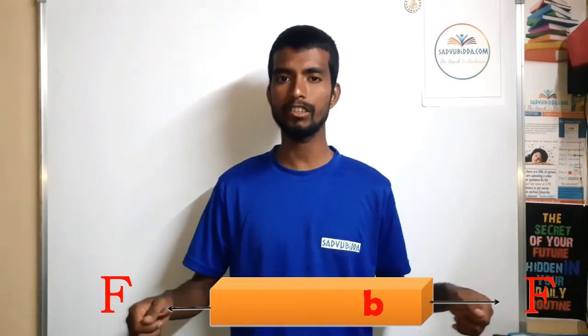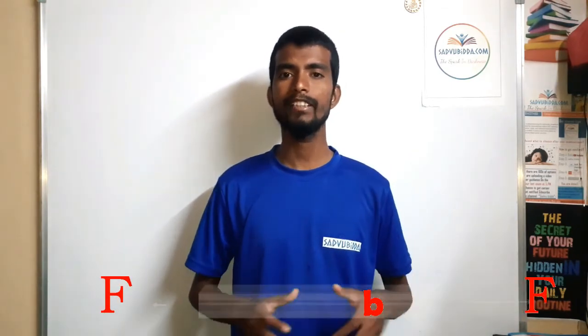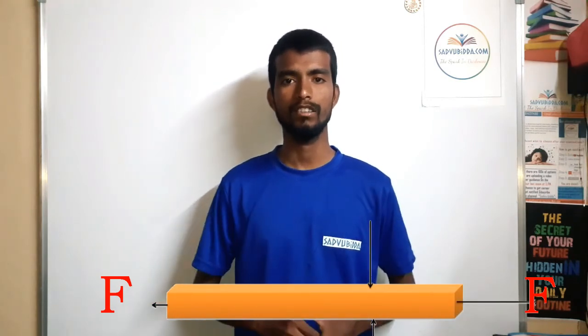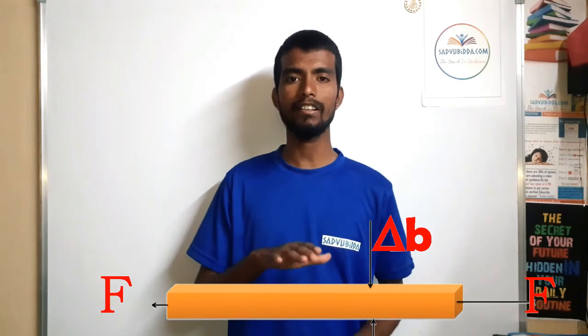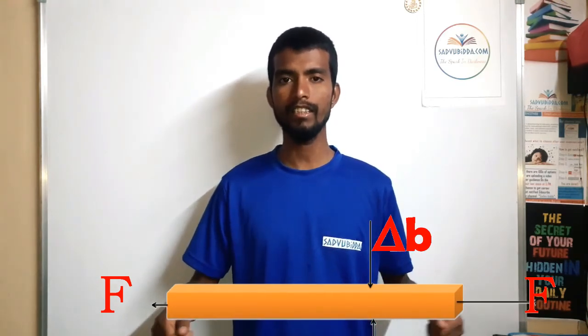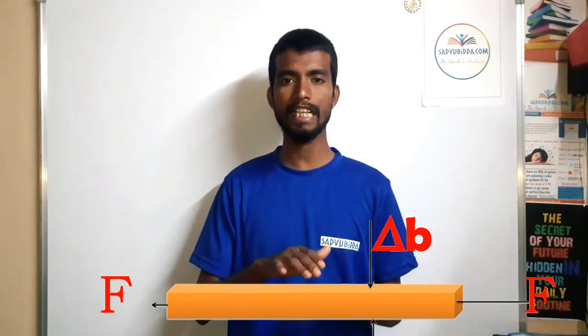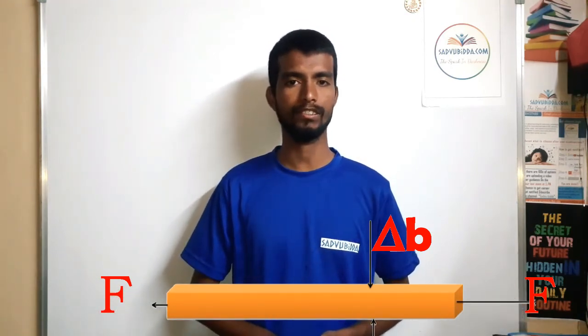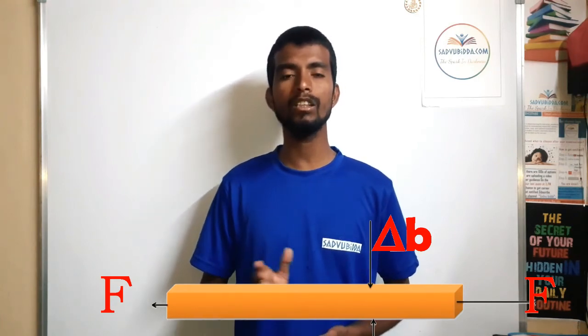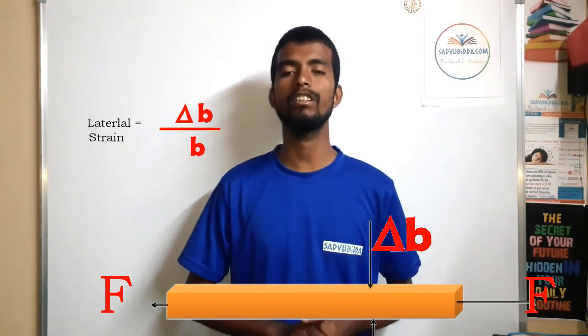Let us know what is lateral strain. For that, let us consider again a rectangular block. When we apply load in the axial direction, there is a change in the length of this block. Along with the change in the length, there is a change in the lateral direction also. That is, when the length is increased, the cross-sectional area of this block is decreased. This strain at right angles to the axial force is known as lateral strain.